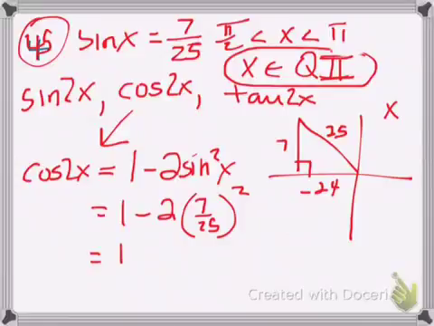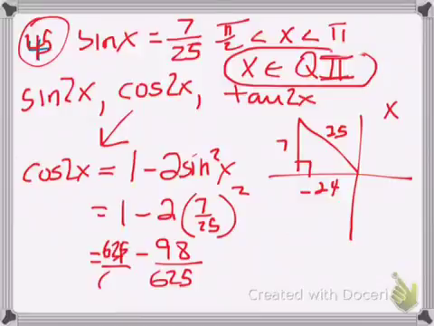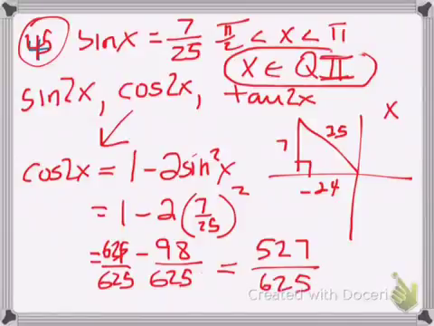That is 1 minus 98 over 625. That is right. 7 squared is 49. 49 times 2 is 98. So get a common denominator. This would be 625 over 625 minus 98 over 625. 625 minus 98 is 527 over 625. I don't even want to know if that can be simplified. I don't think it can.